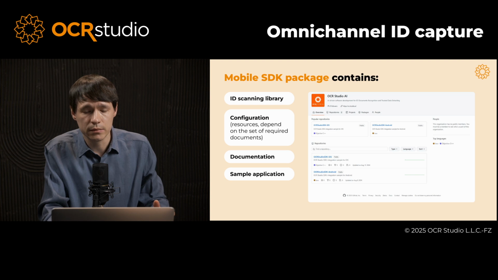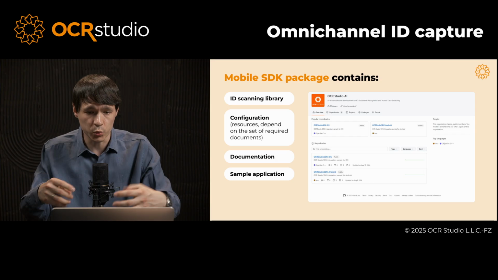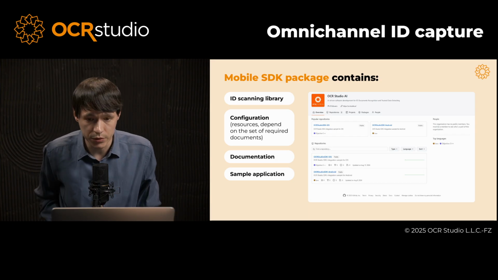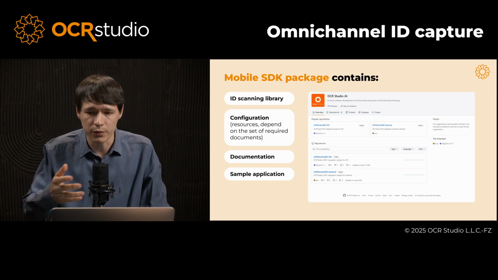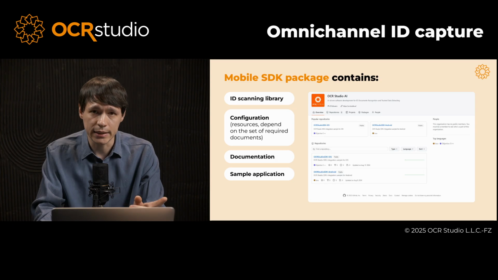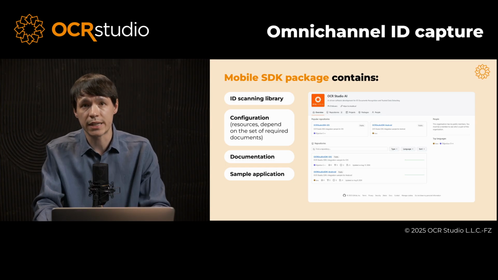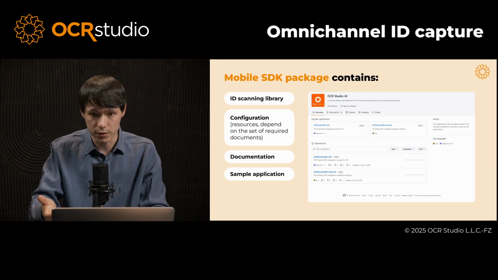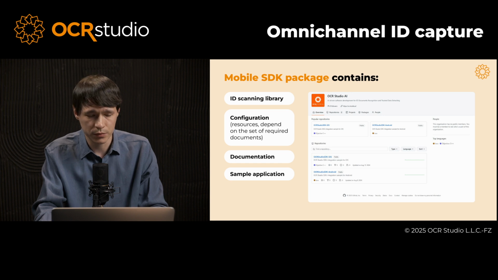What is the mobile SDK package? The mobile SDK package, what we provide to our customers, is a package, rather two separate packages, one for Android and one for iOS. It contains the ID scanning library itself, the configuration, which encodes the resources required to scan the set of documents which is requested, the documentation, and the buildable sources of a sample application.